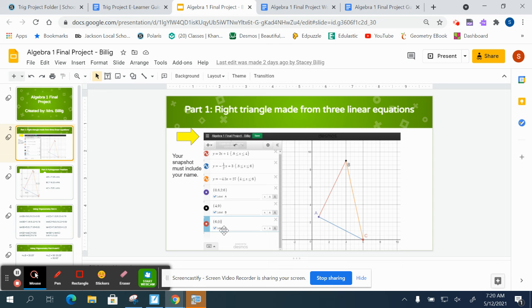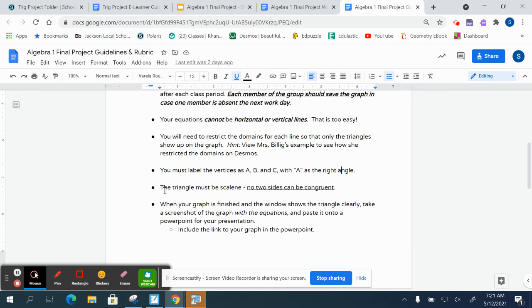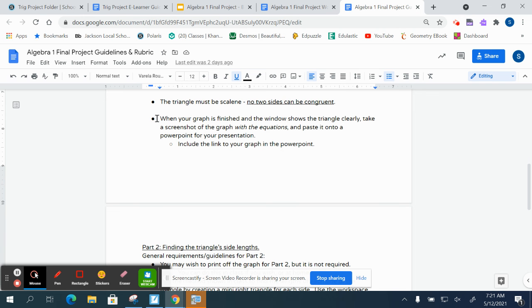So make sure you do that and label, A has to be the right angle. I did specify that here. So you must label your vertices A, B, and C with A as the right angle. And then the triangle also has to be scalene, so you can't have two legs that are congruent to each other. And when your graph is finished, if you do get that, then I would change the equation that's the hypotenuse, like make the slope a little bit different, and that should help you with that part.